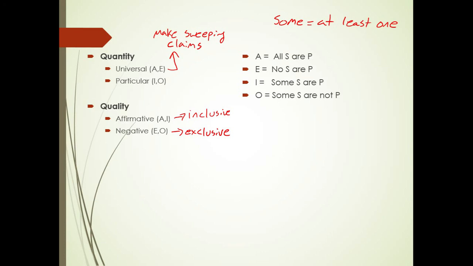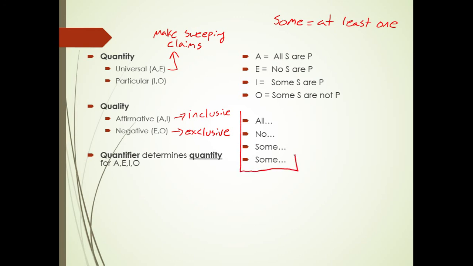Now, the way we determine whether or not a statement is universal, particular, affirmative, or negative has to do with the component parts within the statement itself. So the quantifier determines the quantity for the A, E, I, O statements. In other words, if you just look at the quantifiers here, all, no, or some, just that word alone is going to tell you if it's a universal or particular claim. If it's all, it's making a sweeping claim, universal. No, it's making a sweeping claim, universal. Some, it's making a particular claim, and some again is making a particular claim.